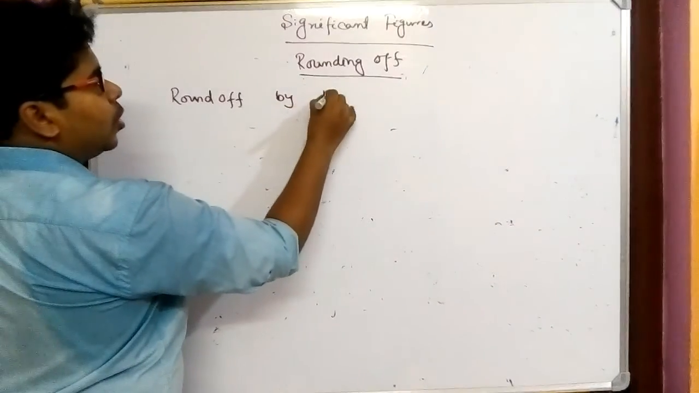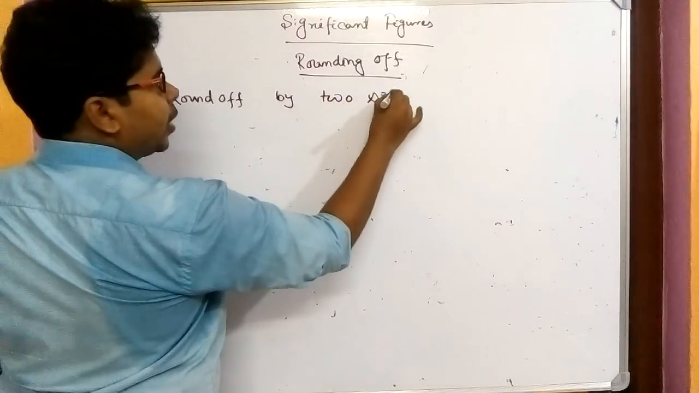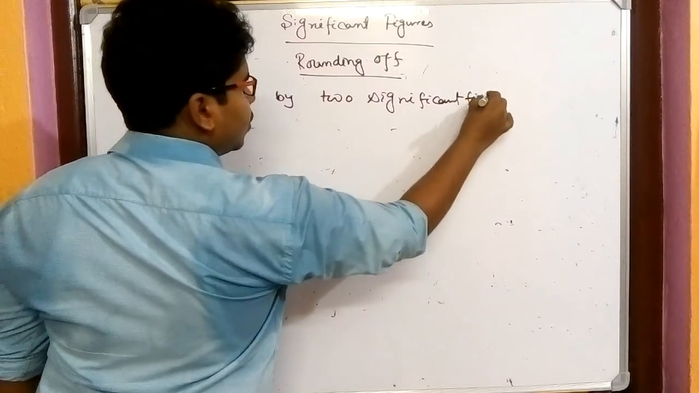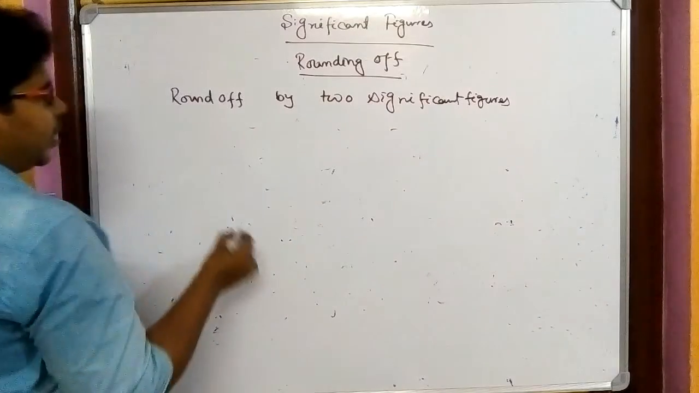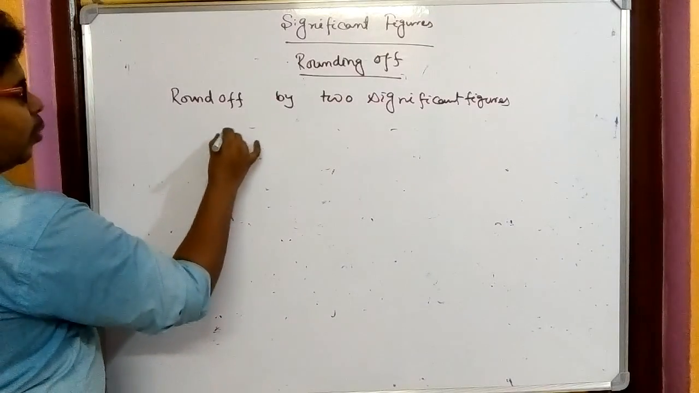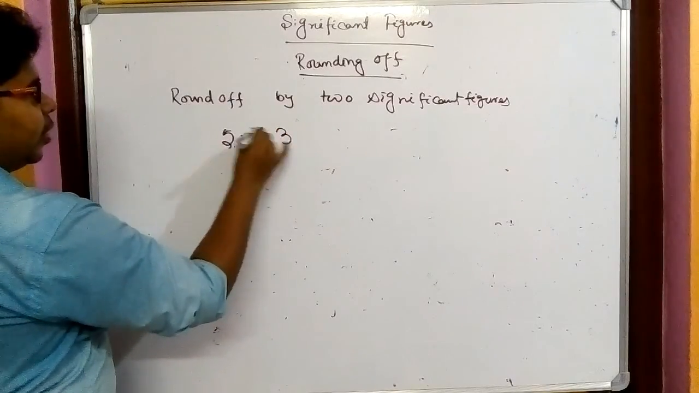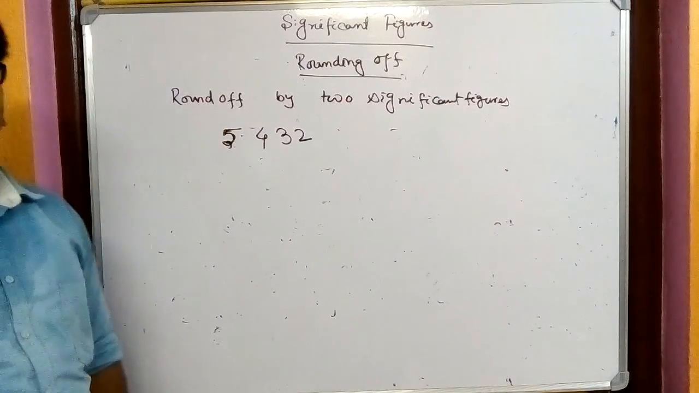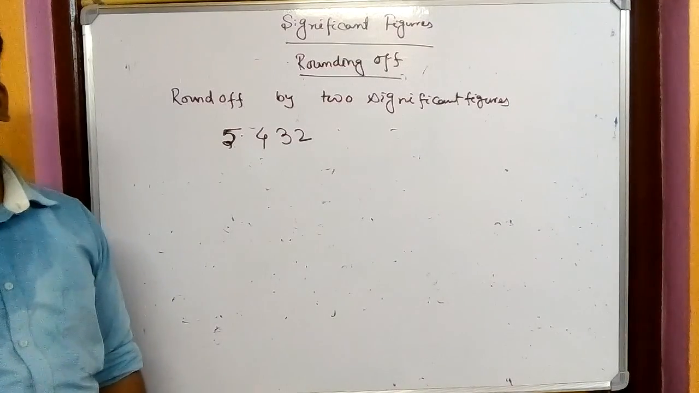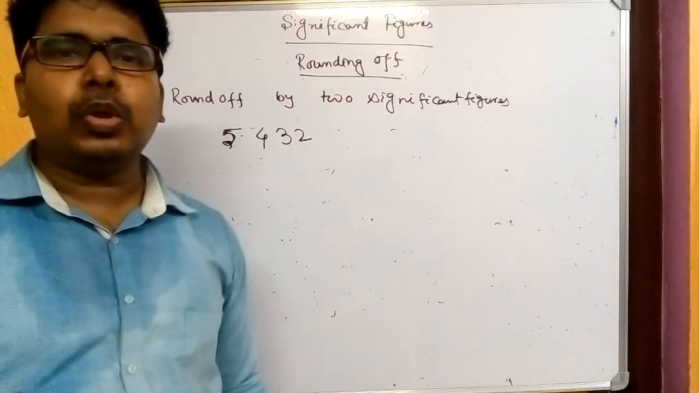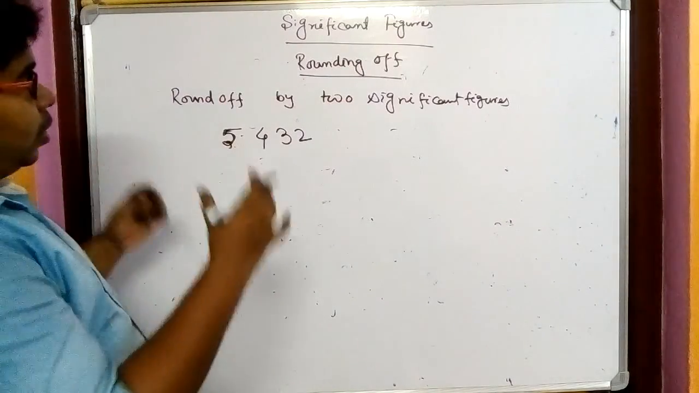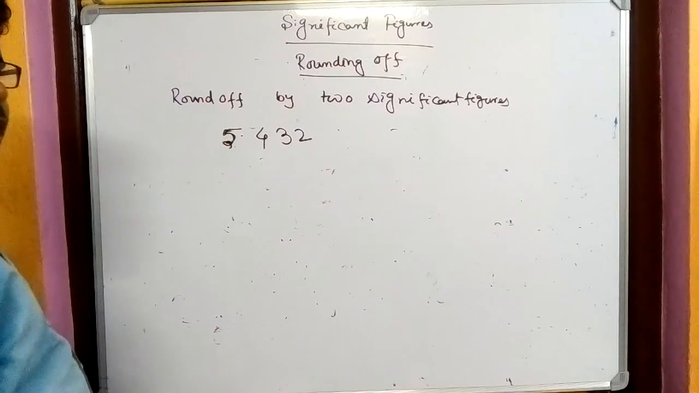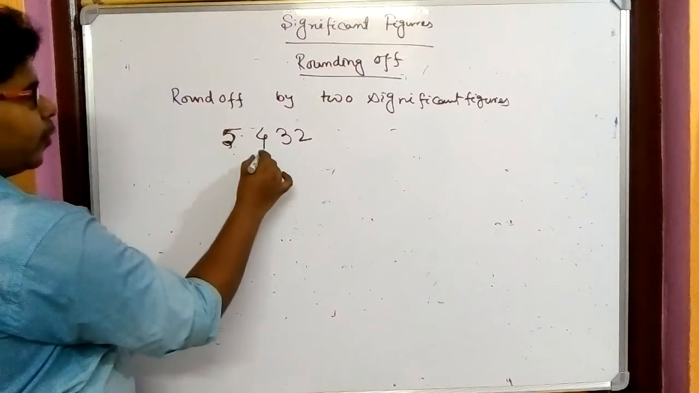by two significant figures, and the number is given, assume it is given 5.432. So a number has come, one measurement has come, it is 5.432 and it is told to you, you have to round off by two significant figures. Then you can say, sir, it is very easy, two significant figures means 5.4.